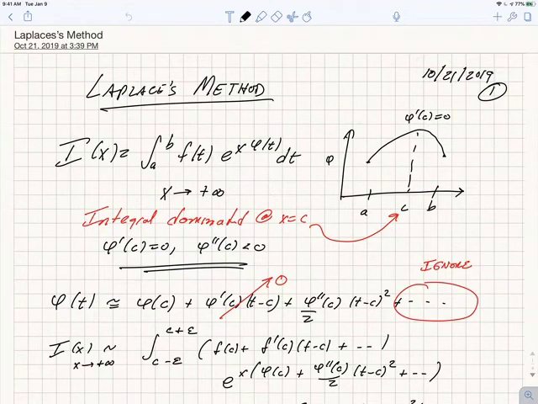Hi class. Last time we considered asymptotic expansions of Laplace integrals of the form shown here in the case where phi did not have a maximum or minimum, it didn't have a critical point where phi prime vanished someplace inside the interval. So naturally, the next thing to consider is what happens when the derivative vanishes somewhere inside, say at a point C.